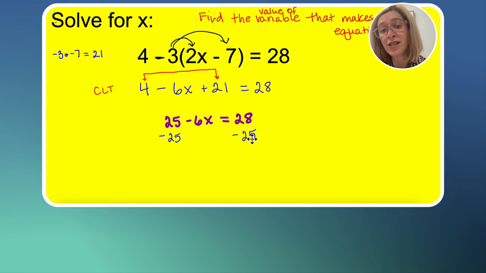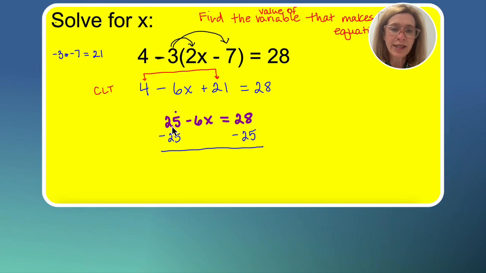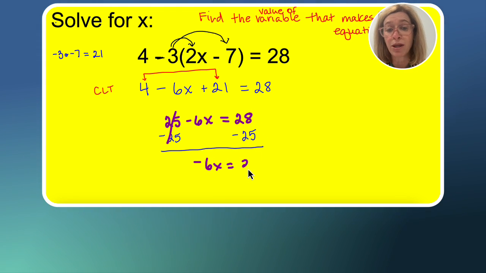Whatever you do to one side in algebra, you have to do the other because you're trying to balance the equation. I usually put a line, and now this cancels, and I'm going to bring down the -6x. I'm going to subtract 28 and 25, which is going to give me 3.